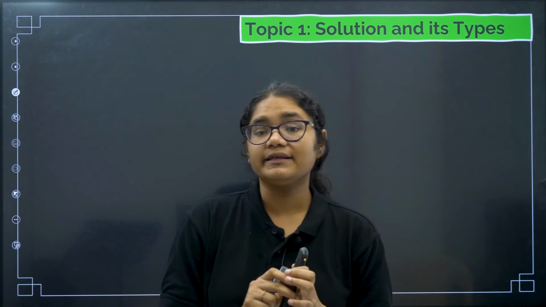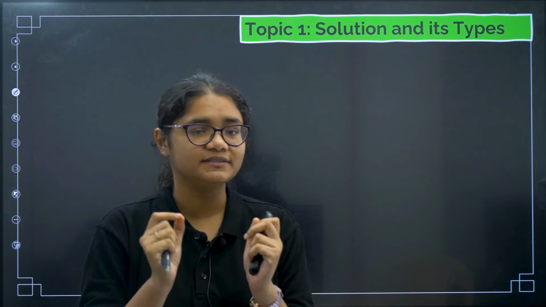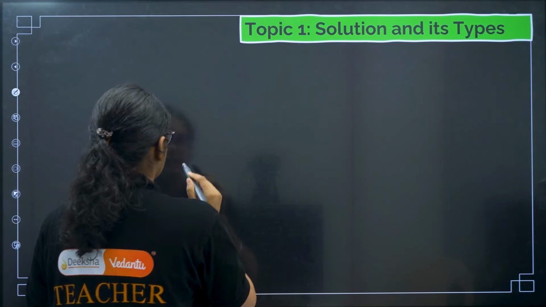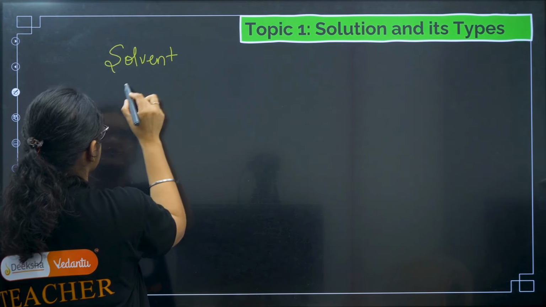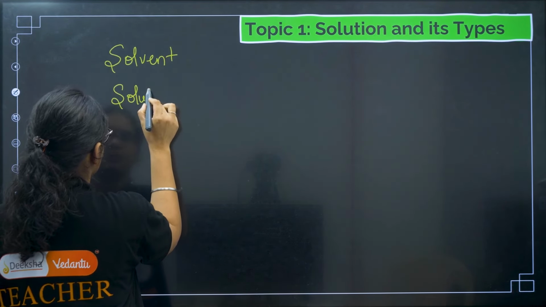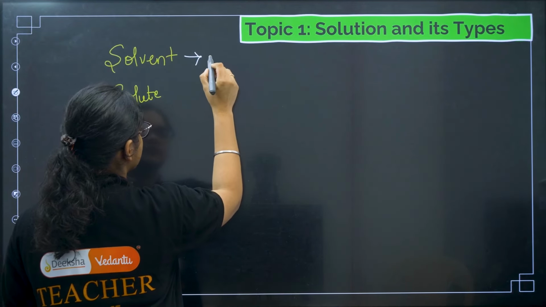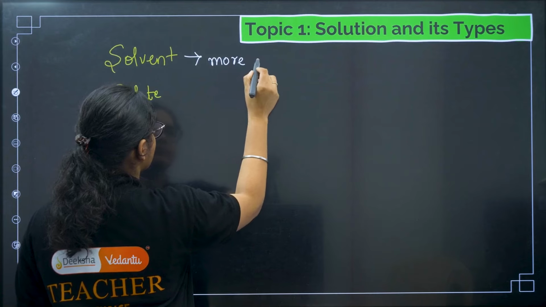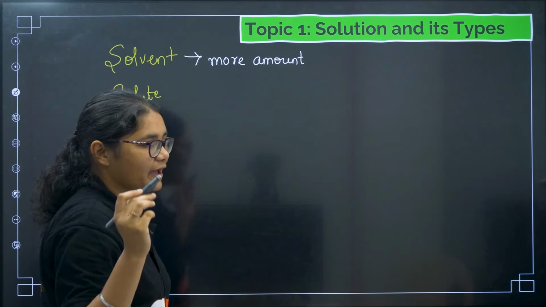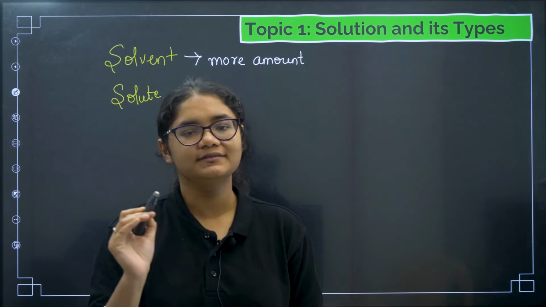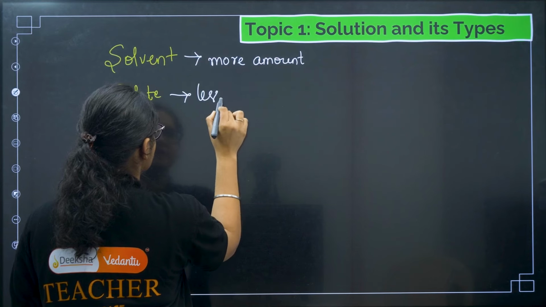Now, I will tell you some important first terms that you need to understand. The first term is what is a solvent, and what is a solute. Generally we think that solvent is something which is present in more amount. That component of a solution which is in more amount is called the solvent. Now what is a solute? Solute is that component which is present in less amount.